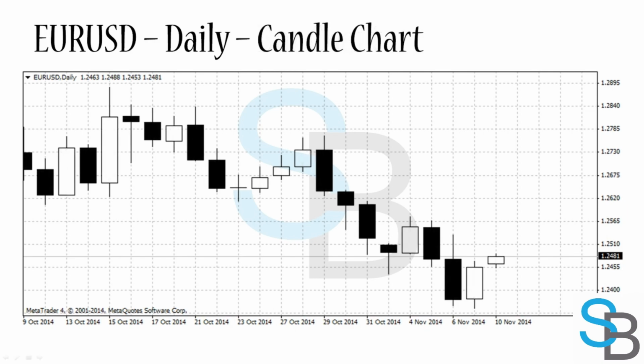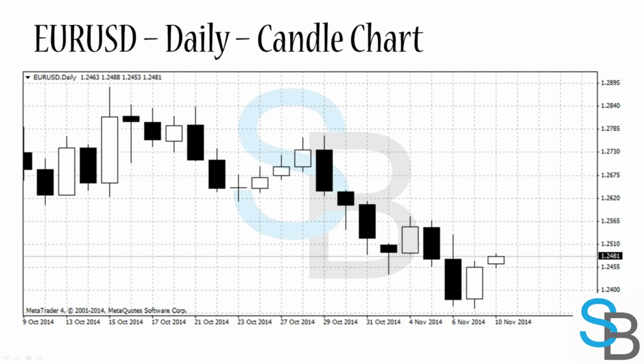The filled bars are the bearish bars, the hollow bars are the bullish bars, and it's actually a matter of personal preference whether you like the bar charts or the candle charts more. Some people use candle charts, some people use bar charts. It all depends which one is visually more plausible to you.